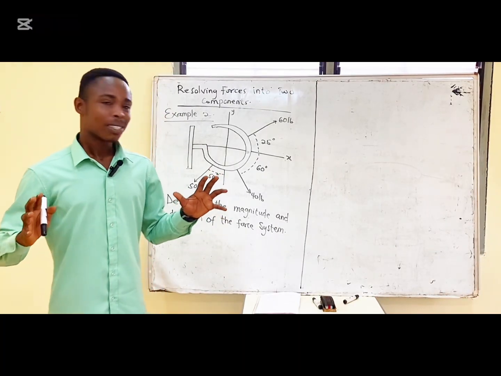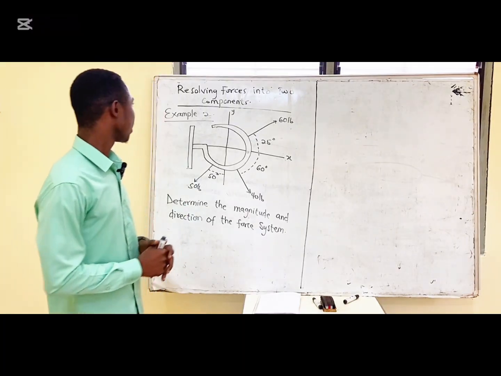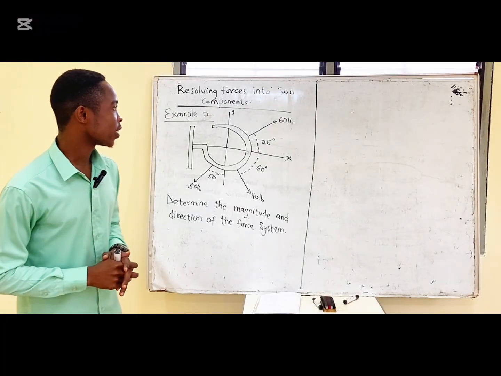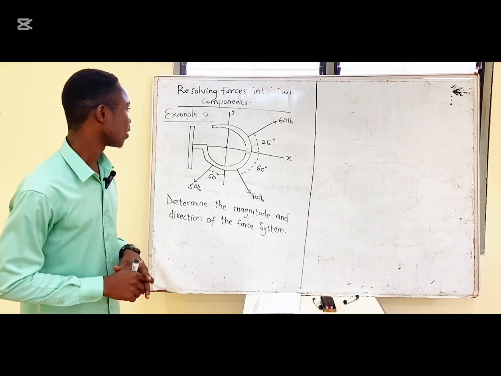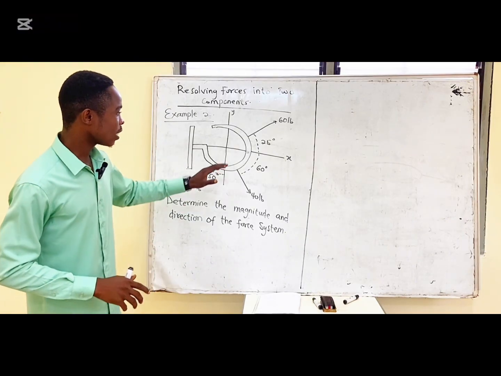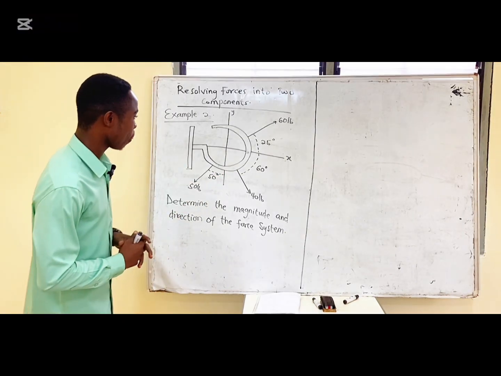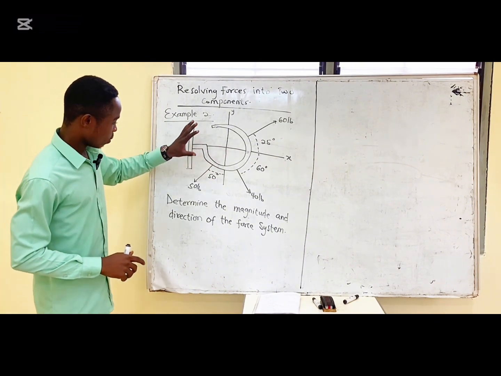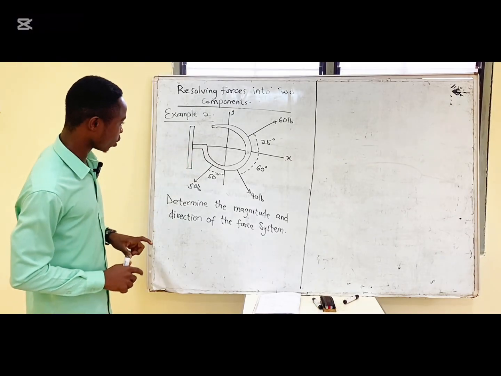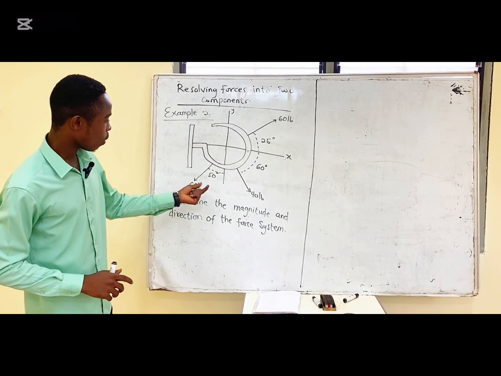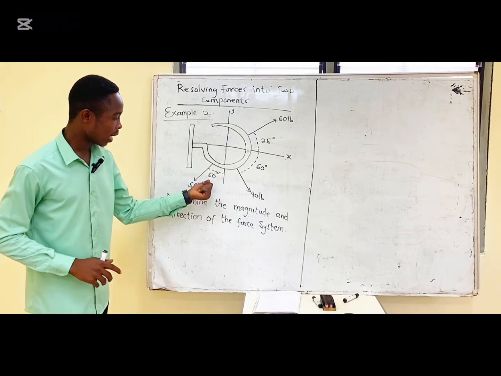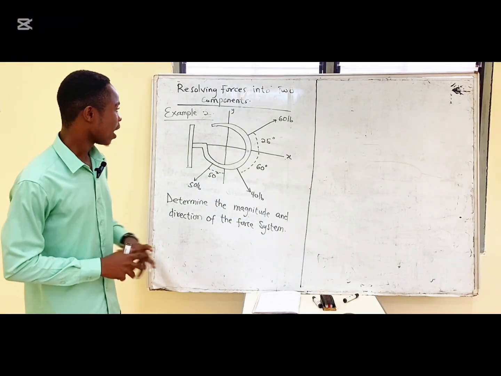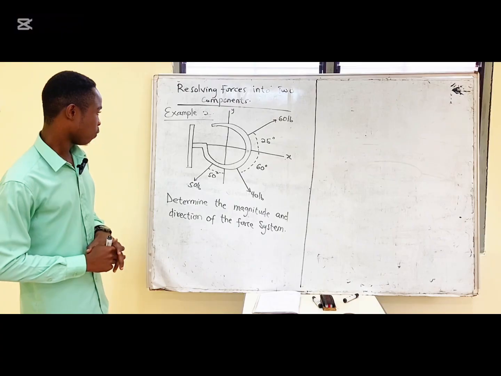So, my name is Sir Thomas once again, and today we'll be analyzing another problem on resolving forces into two components. Example 2. With this particular problem, we have a figure which has a 50-pound force inclined to the y-axis at an angle of 50 degrees. We also have our 40-pound force and our 60-pound force.